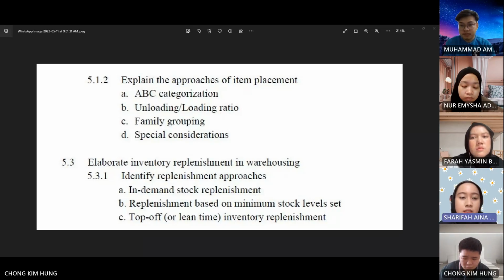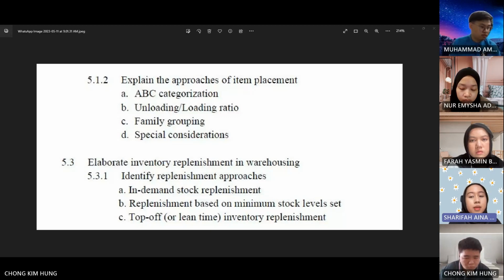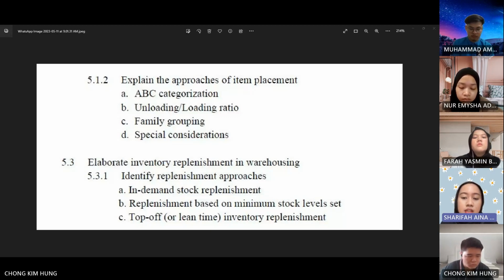For the next point, family grouping. Family grouping is a simple concept. As the name states, you will be placing like items with similar characteristics next to each other. It is like placing hammers with hammers, screwdrivers with screwdrivers, and so on. It can also mean placing items that are used in conjunction with each other together, for instance, placing all necessary items to complete a kit.